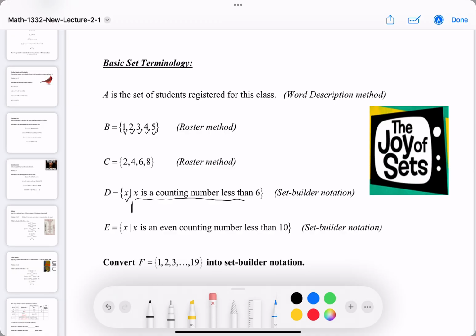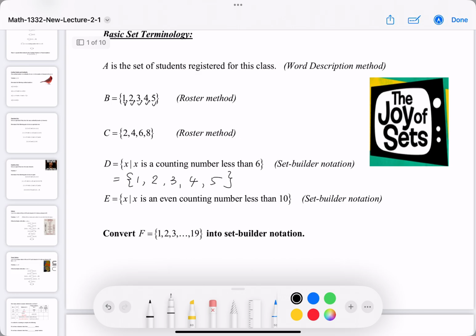If I convert this one to the roster method, or we say list all of the elements of D in the braces, what should I do? D is also equal to, so let's read the description. x is a counting number less than 6. What is a counting number? 1, 2, 3, 4, 5, 6. Starting from 1, yes, 1 is a counting number less than 6. 2, 3, 4, 5. And I cannot list 6 because I'm looking for elements which are less than 6. Altogether, we have 5 elements in this set D.